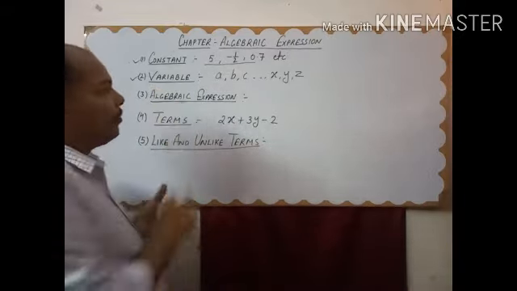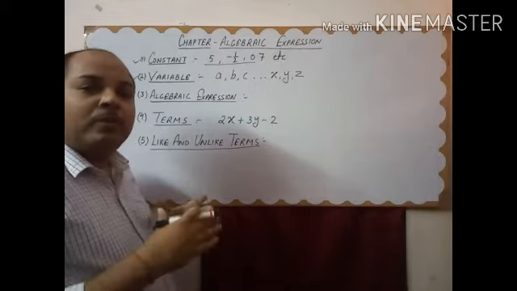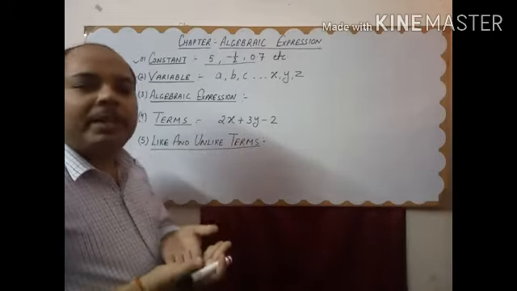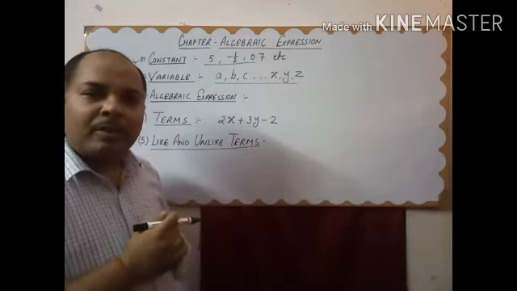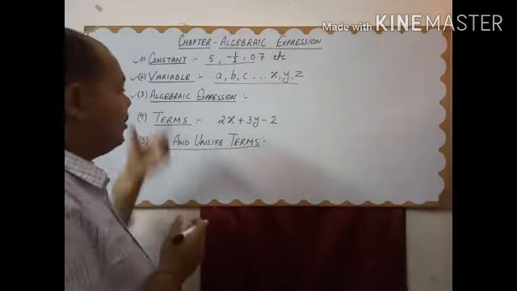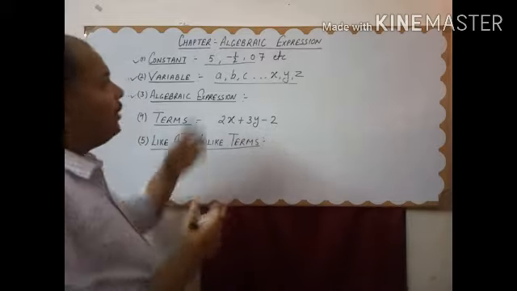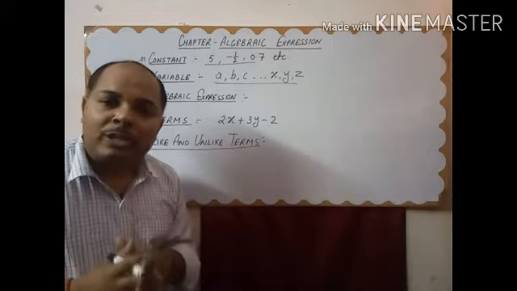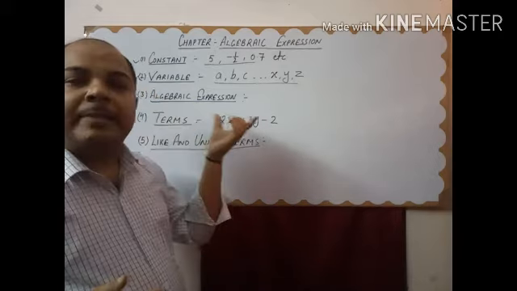Next is variable. The symbols whose values differ, whose values keep changing, are called variables. Now third is algebraic expression, which is also the name of the chapter. When we combine constants and variables, when we write constant and variable combinedly, then an algebraic expression is formed.